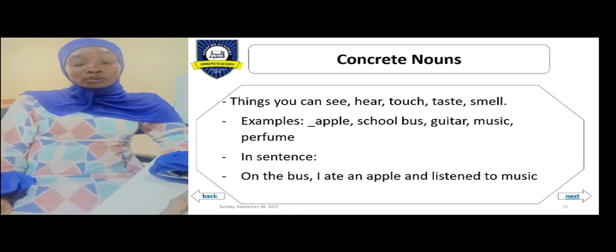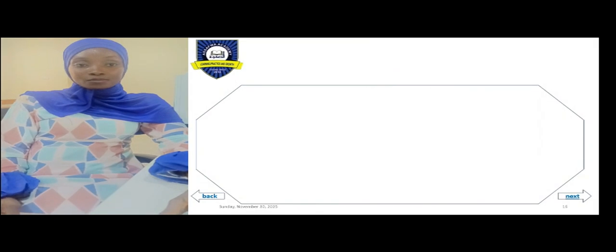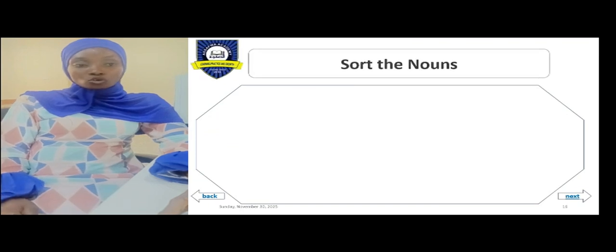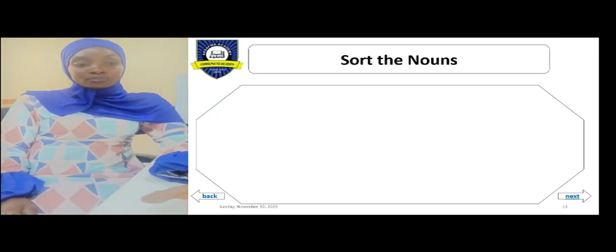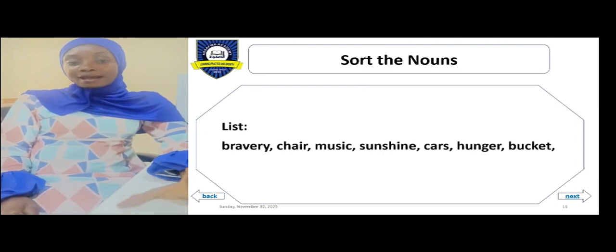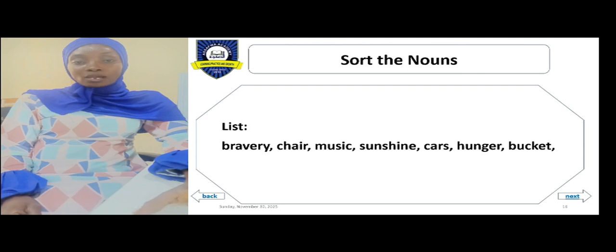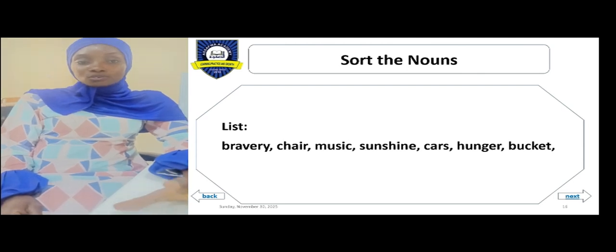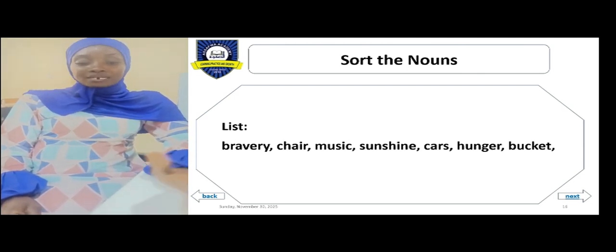Now, let's quickly do this exercise before we move on to the next topic. I have a list of words on the screen: bravery, chair, music, sunshine, cars, hunger, and bucket. I want you to quickly sort these nouns into concrete and abstract. Let's quickly do that in the comment section.